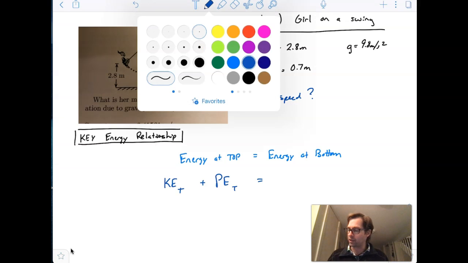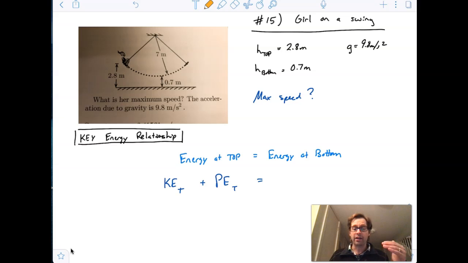Let's use a slightly different color for that. Let's use orange. And again, at the bottom of the swing, there could be some kinetic energy. I'll put a B for bottom, and there could be some potential energy, and we'll do that at the bottom as well. So we want to find out what the equations are for each potential and kinetic energy, and then see where that leads us in determining the speed at the bottom.